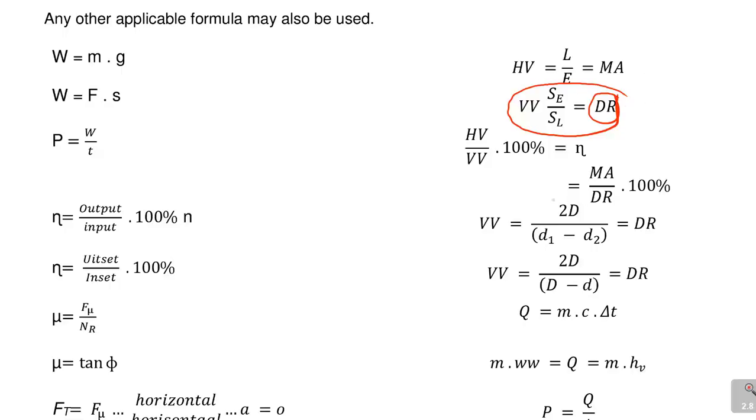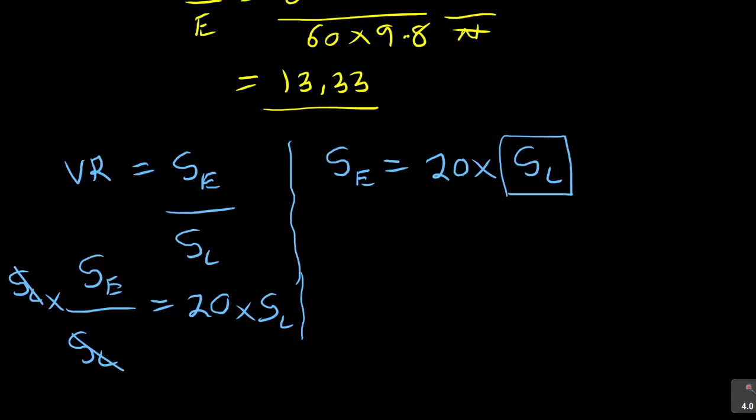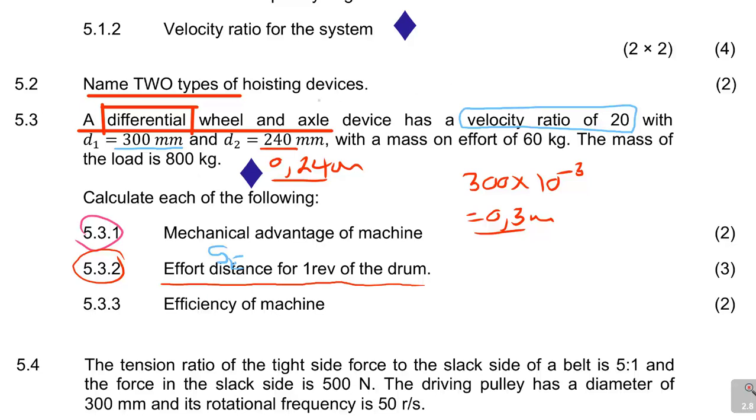When you are talking about the distance, there is this formula here: 2D over D1 minus D2, where D1 is the larger diameter, D2 is the smaller diameter, and D is the diameter of the wheel. But if we look at the question, let's check if they gave us the diameter of the wheel. They say a differential wheel and axle has a velocity ratio of that, D1 is that, and D2 is that, with the mass of that. Now, they did not give us the bigger diameter.